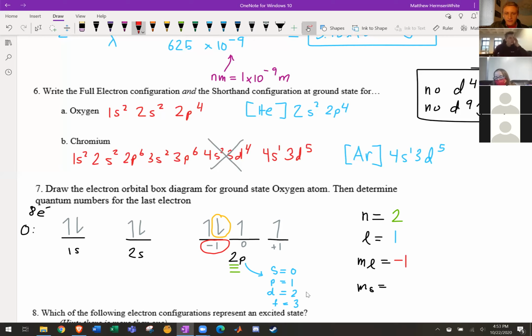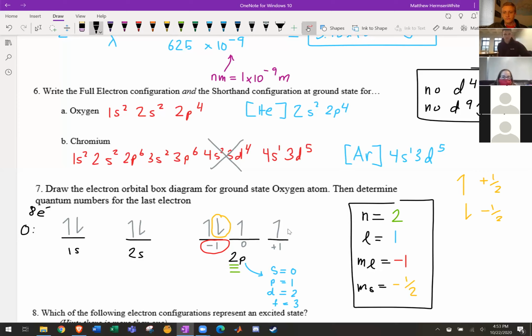And then finally, the ms quantum number. An up arrow is +1/2, and a down arrow is -1/2. Our last arrow we drew is down, so ms would be -1/2.